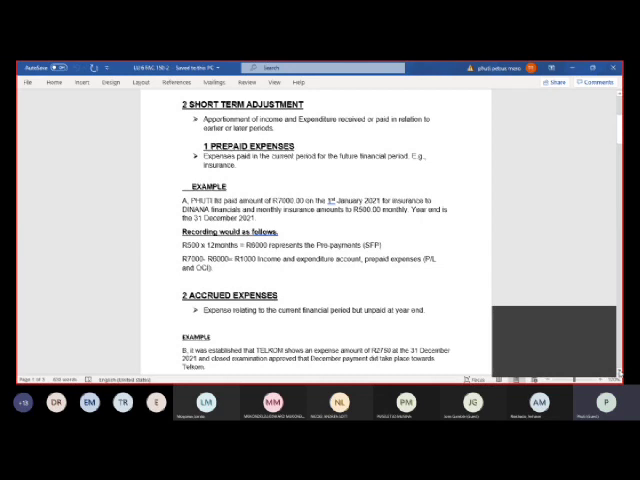Right. Number 8, it says Puti Limited paid an amount of 7,000 Rand on the 1st of January for insurance to Dinana Financials. The monthly insurance amounts to 500 Rand. Okay, that's monthly. And the year end is the 31st of December. So automatically you'd know that it's a 12 month period, starting from the 1st of January this year up until the 31st of December this year.